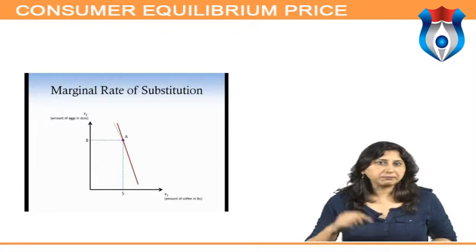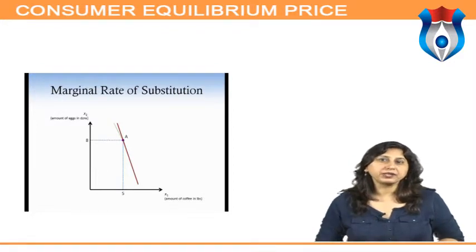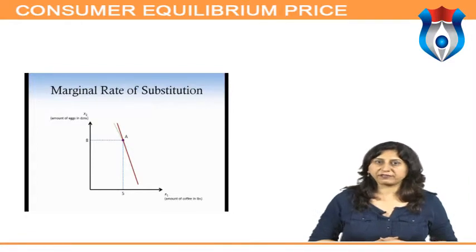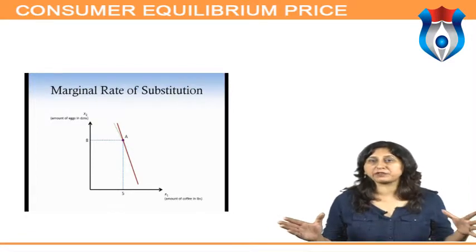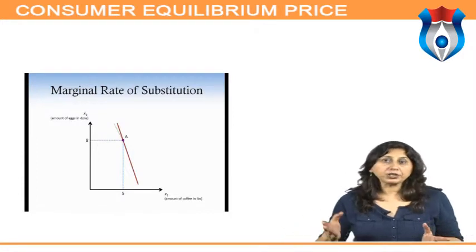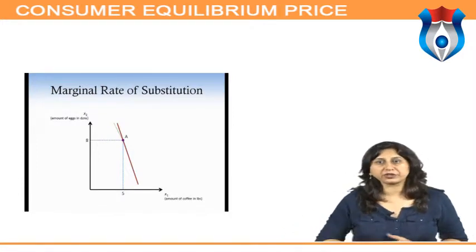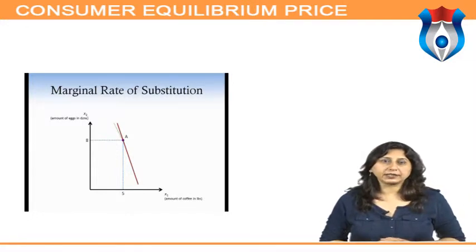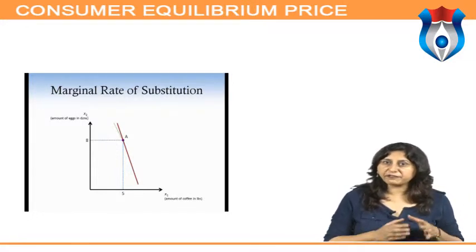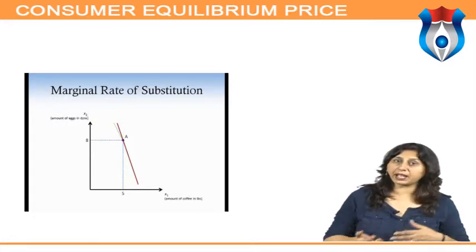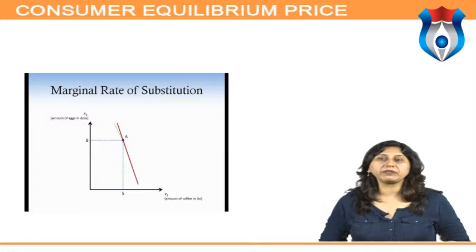This trade-off between goods X and Y along an indifference curve is an important matter. It is called the marginal rate of substitution, MRS. The marginal rate of substitution reflects the maximum amount of good Y the consumer would be willing to give up in order to obtain an additional unit of X. The slope of an indifference curve, the MRS, reflects the value placed on the additional unit of a good in terms of the other goods the consumer would be willing to give up.